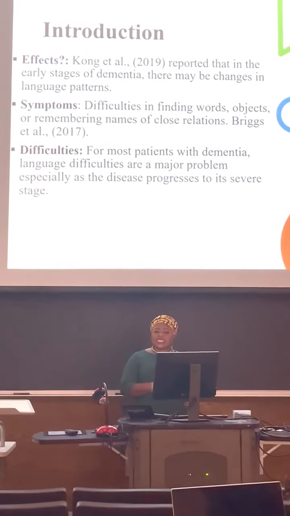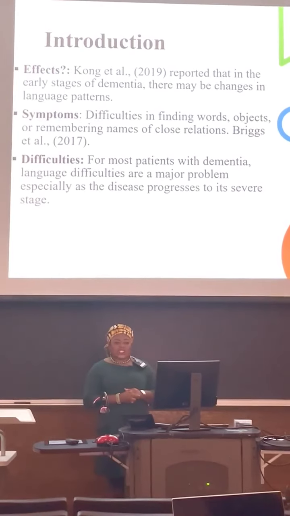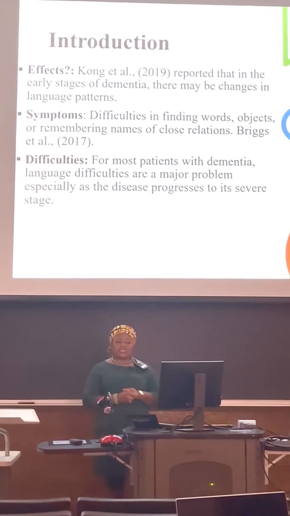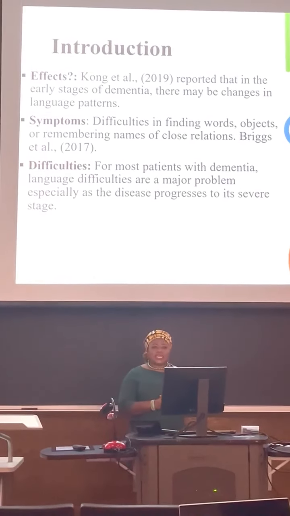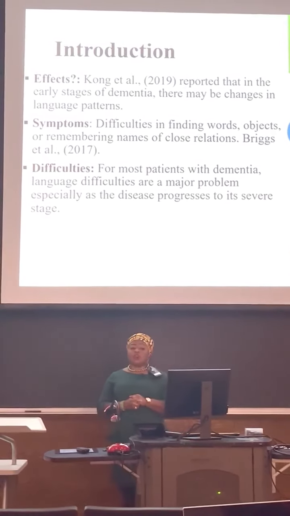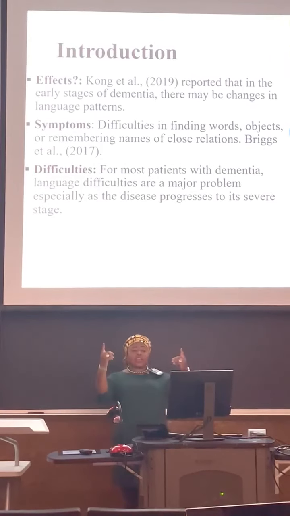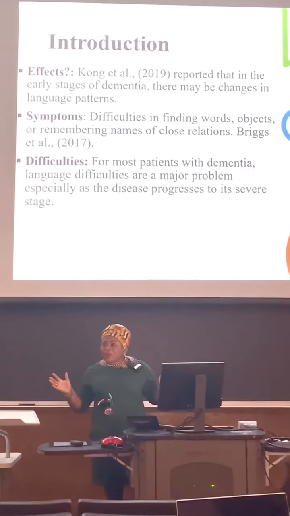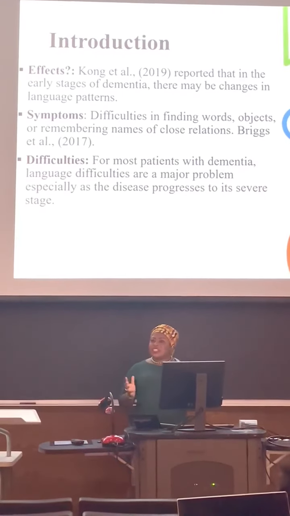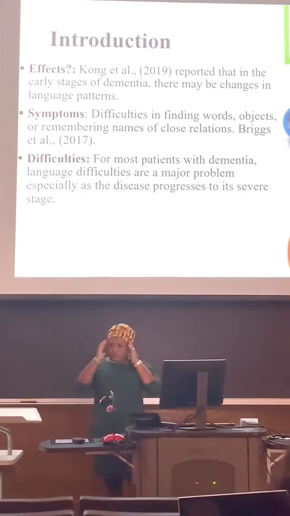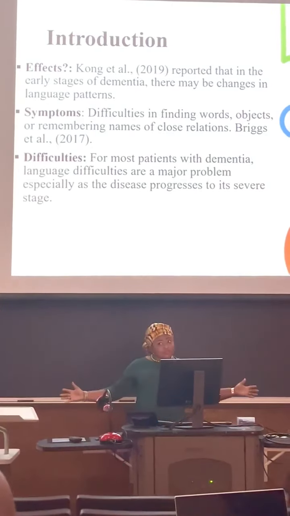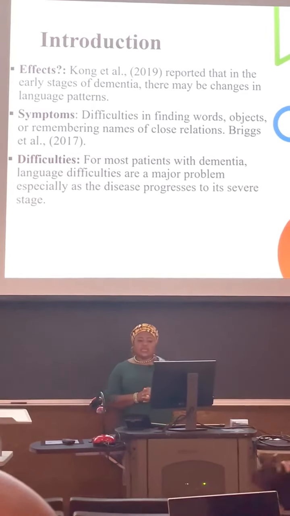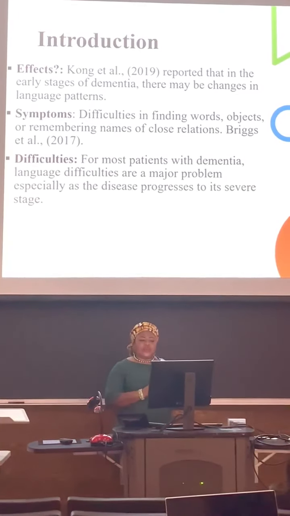What is the effect of this? Cohen et al. 2019 again reported that in the early stages of dementia, there may be changes in language patterns. What are some of the symptoms? Difficulties in finding words, objects, or remembering names of close relations. Imagine your grandma doesn't remember your name anymore. You are Brittany, and she says you are Charlotte. It's disturbing. It affects people around the affected patients, and it makes life difficult for the family members.